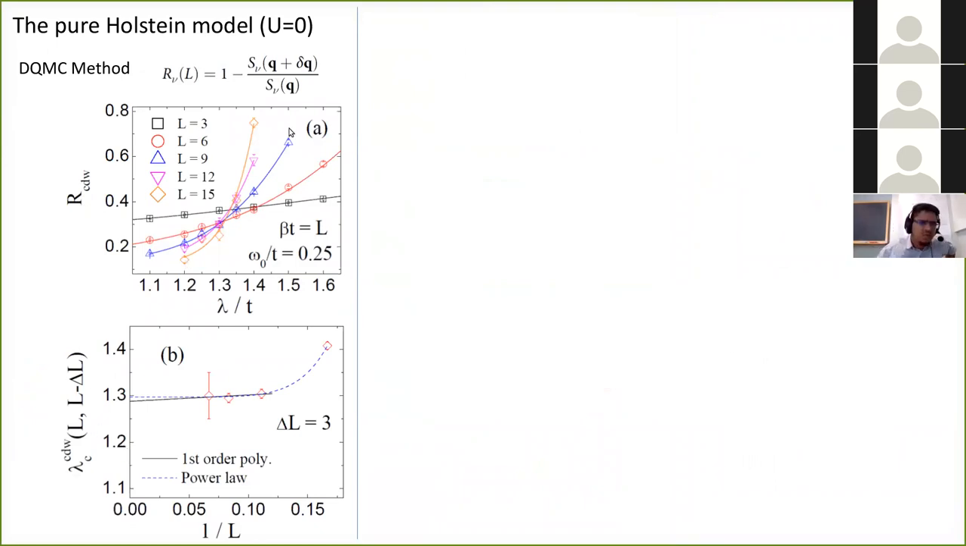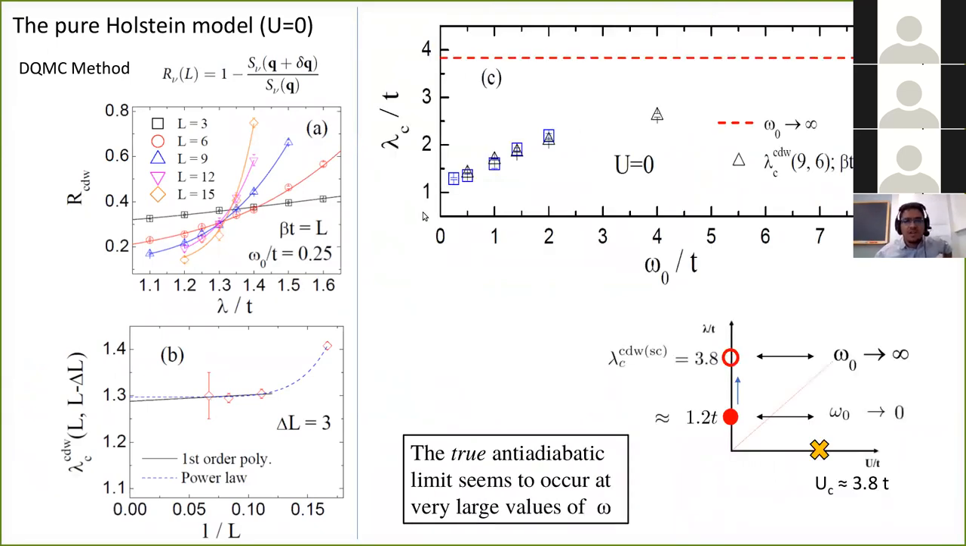And then again, repeating the same analysis of the correlation ratio, performing some power law or polynomial extrapolation, we can get the critical points. So in this plot here, I present the critical points for the charge density wave for the pure Holstein model as a function of the adiabaticity ratio. So it seems that for very small lambda, it goes to a point like lambda equal 1.2.